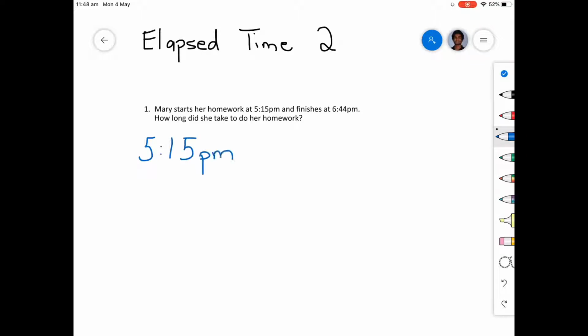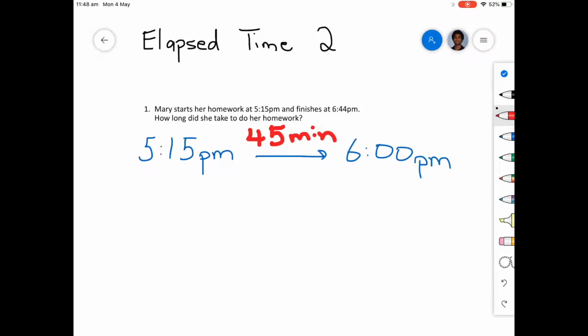From 5:15 p.m., we need to make our first checkpoint the closest hour after 5:15. And the closest hour after 5:15 is 6 p.m. Our next step is to figure out how many minutes pass between 5:15 and 6, and the answer to that is 45 minutes. So our first checkpoint is 45 minutes.